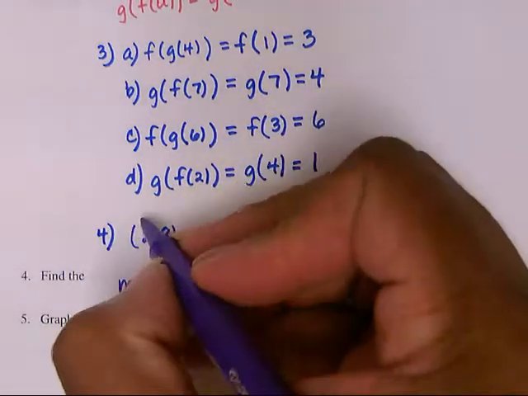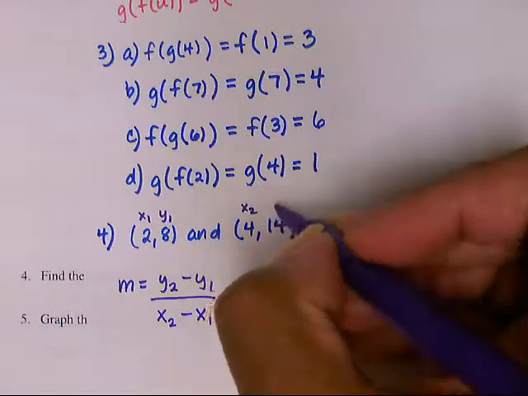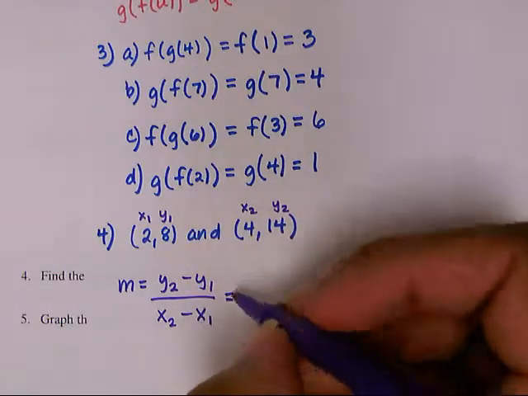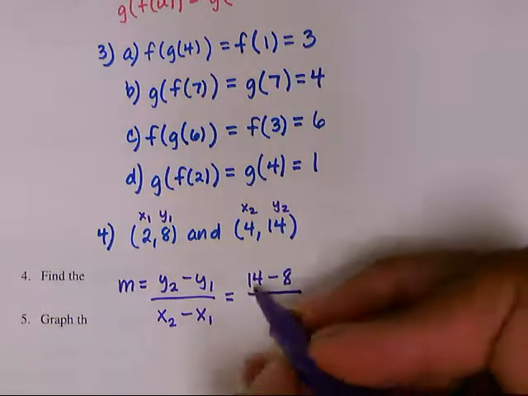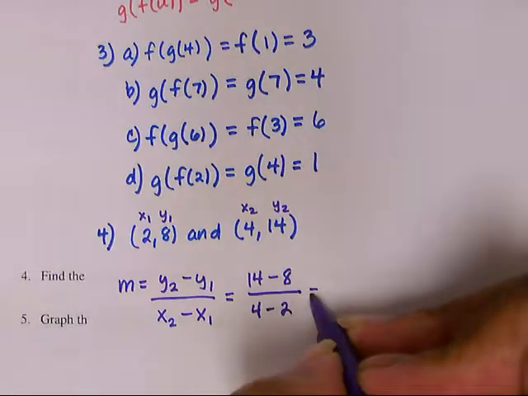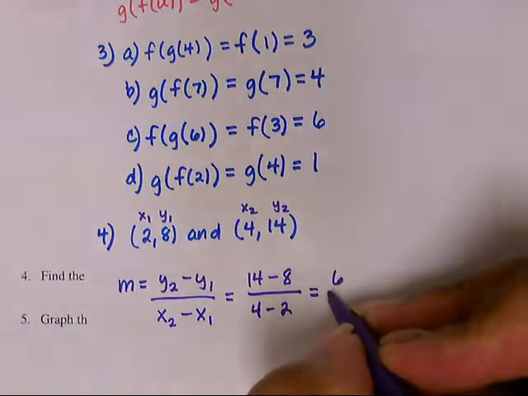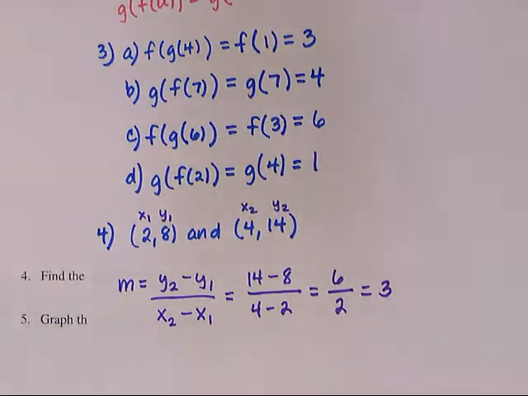In this case, I'm going to let the first point, x1 be 2, y1 be 8. For the second point, x2 will be 4, y2 will be 14. And then we just substitute into that slope formula. So y2 minus y1 will be 14 minus 8, over x2 minus x1, that will be 4 minus 2. So 14 minus 8 is 6, divided by 4 minus 2, which is 2. 6 divided by 2 is 3. So the slope of the line going through those 2 points is 3.